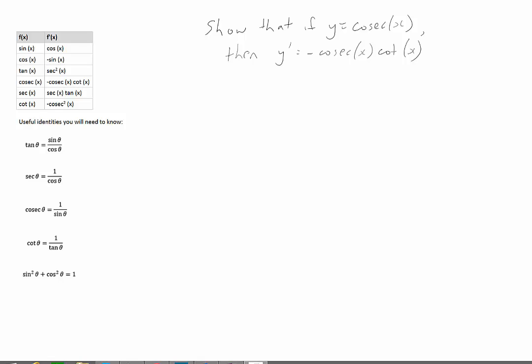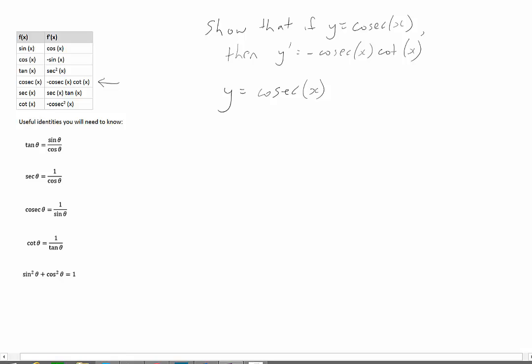Okay, so in this problem we're going to address this question where it says show that if y is equal to cosec x, then its derivative y dash is equal to negative cosec x cot x. Now this is straight out of the table that you're supplied with in your formula sheet, but it's an interesting little one to show because there are a few techniques in there that you might find quite useful in other problems. So let's start with the original statement, y is equal to cosec x.